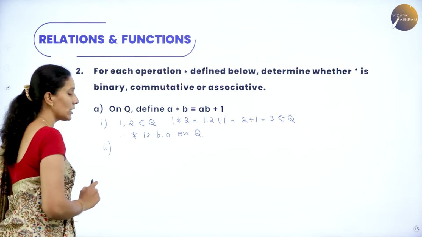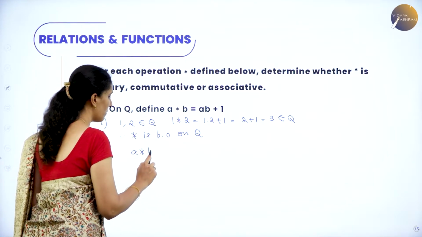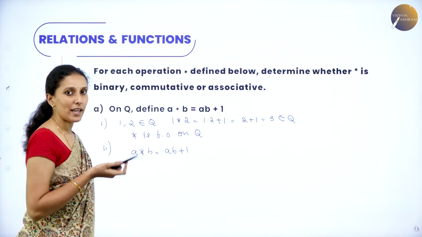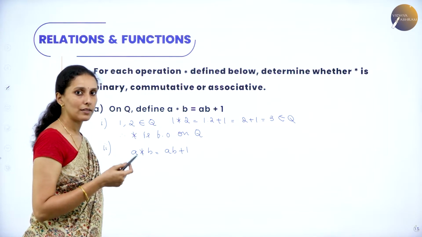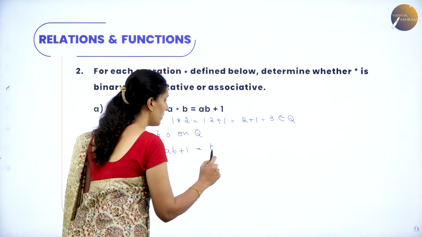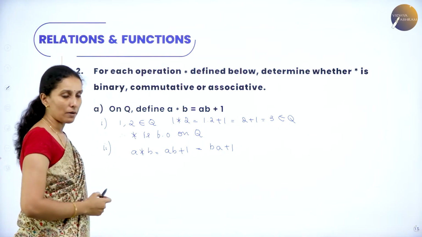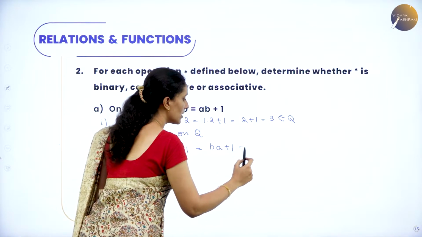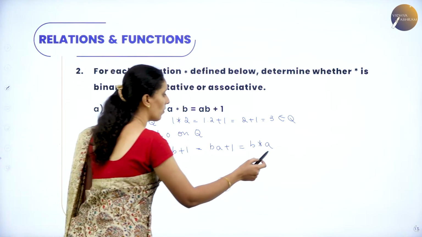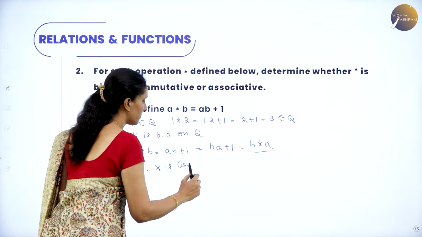Let me see whether it is commutative or not. So here we have A star B is equal to AB plus 1. We know that A into B is the same as B into A, because 2 times 3 is 6, 3 times 2 is also 6. So A into B is nothing but B into A plus 1. AB plus 1 can be written as A star B. Then BA plus 1 can be written as B star A. So we got A star B is equal to B star A. Therefore, star is commutative.